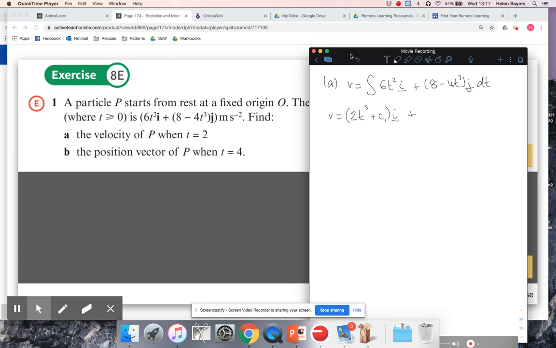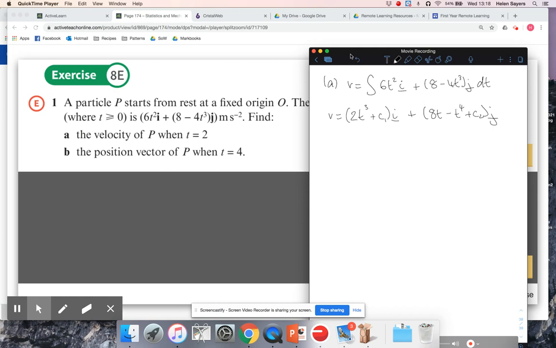So then when I integrate my J coefficient, the 8 is going to integrate to 8t. That power is going to increase to 4, so when I divide by 4, the coefficient will just cancel to 1. And then I will have another constant of integration.